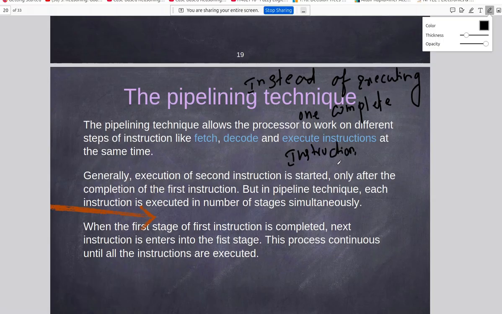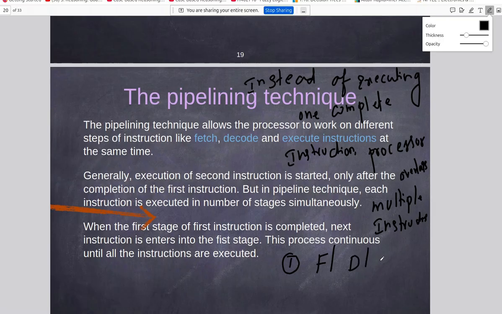the processor is going to overlap multiple instructions. Actually, we have some stages in the pipeline. For example, for our first instruction, we fetch the instruction, we decode the instruction, then we execute it. So this is how it should happen for one complete instruction: fetch, decode, execute.